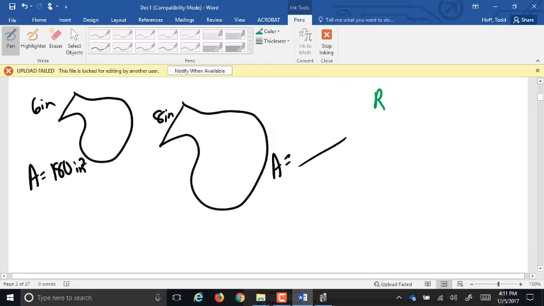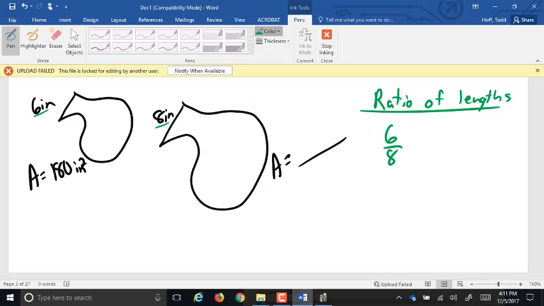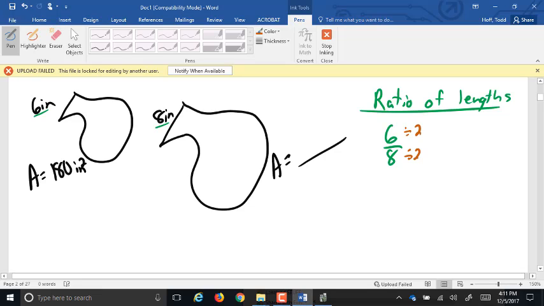I start out with the ratio of lengths. The ratio of lengths is 6 to 8. Can that be reduced? I'm going to divide it by 2. It gives me a 3 to 4 ratio of lengths.